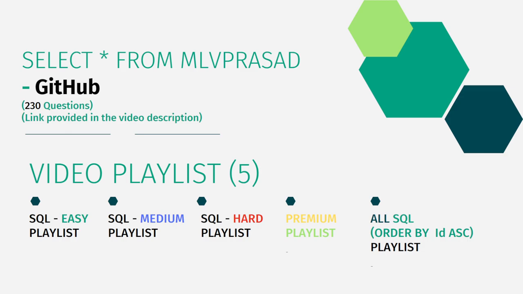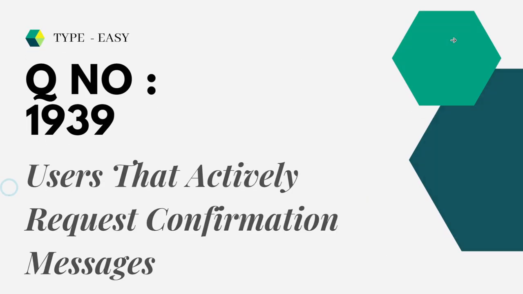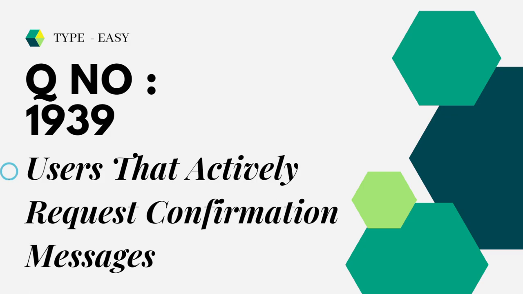Okay, let's see the question which I'm trying to solve today. It is of type easy, question number 1939, users that actively request confirmation messages. Let's see the question.